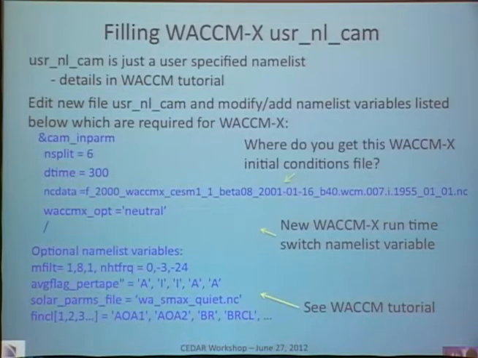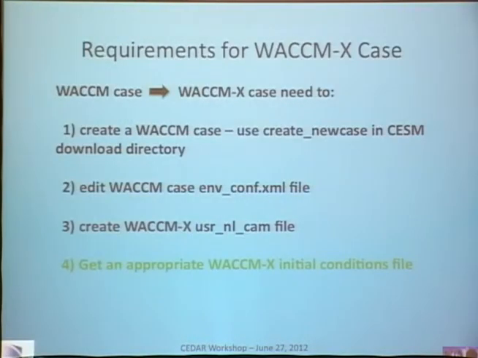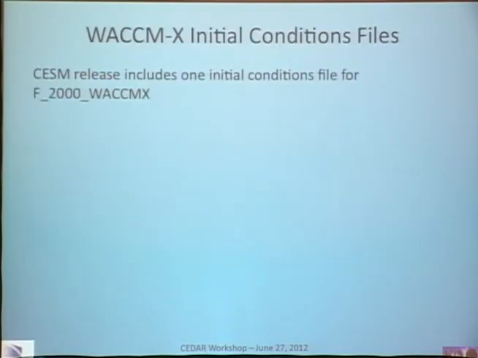And so one remaining question here is WACCM-X requires different initial condition files than WACCM. So where do you get those initial conditions files? Those have to be created individually for each WACCM case. For each WACCM case, it has an individual file, and for each WACCM-X case, you'll have to create an individual file, and we've done some of that. But that's the next step here, is to get the appropriate initial conditions file for the WACCM-X case that you're creating. So here's some information about the initial conditions files.